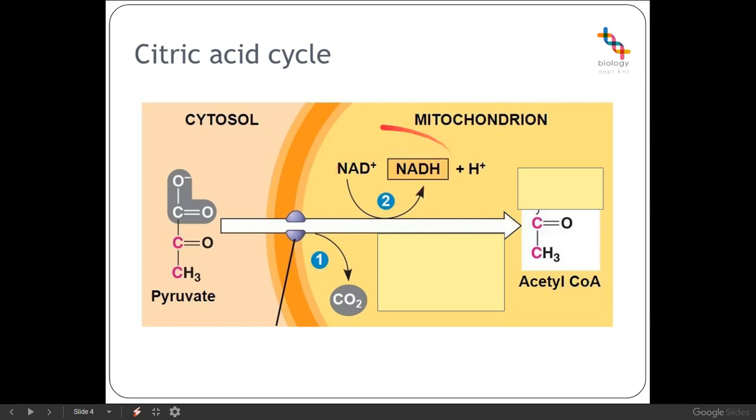So don't worry if you don't understand the chemistry of that, just realise that NAD is coming along and picking up some little electrons, and that also helps it attract some hydrogen. So we're forming some NADH.